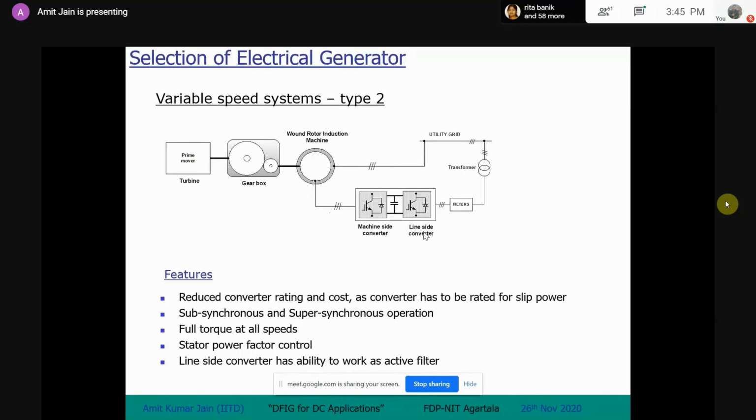Even more than that. So that's why, for wind kind of application where the wind speed has limited speed variation, this kind of system is used. So this is the conventional DFIG system.